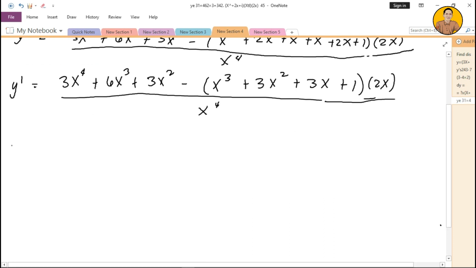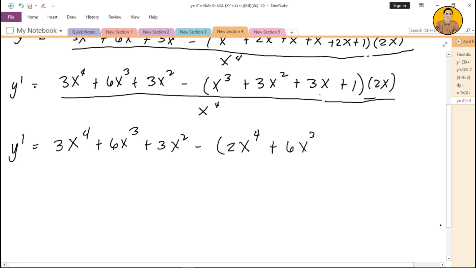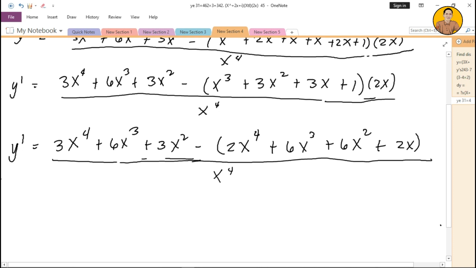So further simplifying, we have here y prime equals, so 3x raised to 4 plus 6x cubed plus 3x squared minus, you have here, so i-multiply natin ito, 2x times x cubed, this becomes 2x raised to 4. So 3x squared times 2x, so this is plus 6x cubed. So 3x times 2x here, this is plus 6x squared. Then 2x times 1, this is plus 2x. Okay? That is, of course, all over x raised to 4. So simplify pa natin guys.